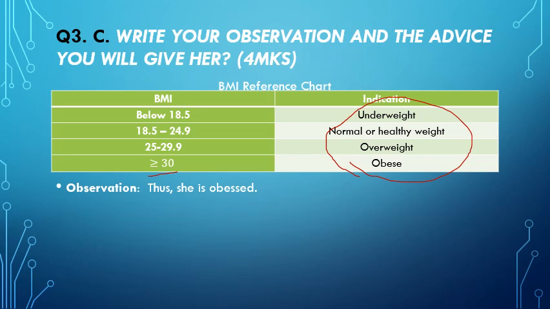So what advice can you give to an obese person? The advice here, you are trying to tell the person what he or she should not consume in order not to put on more weight, and what the person should do or consume in order to cut down their weight. That is what is meant by advice. So you give the do's and the don'ts.